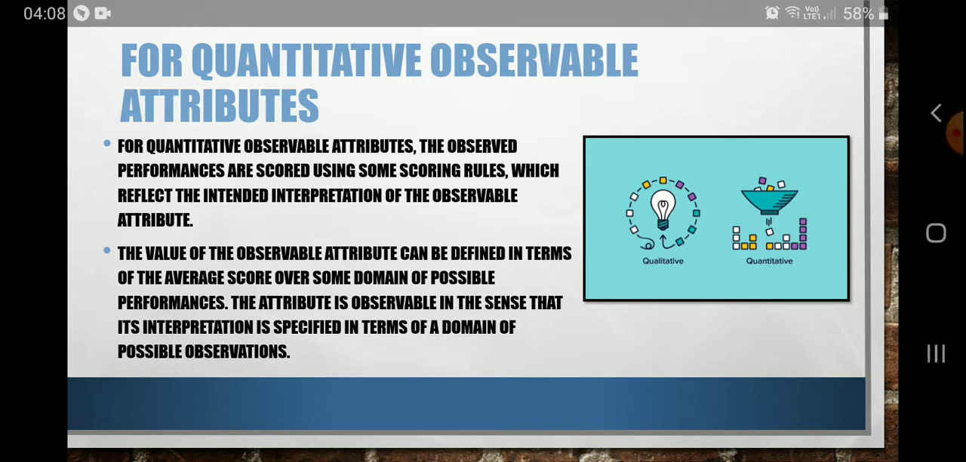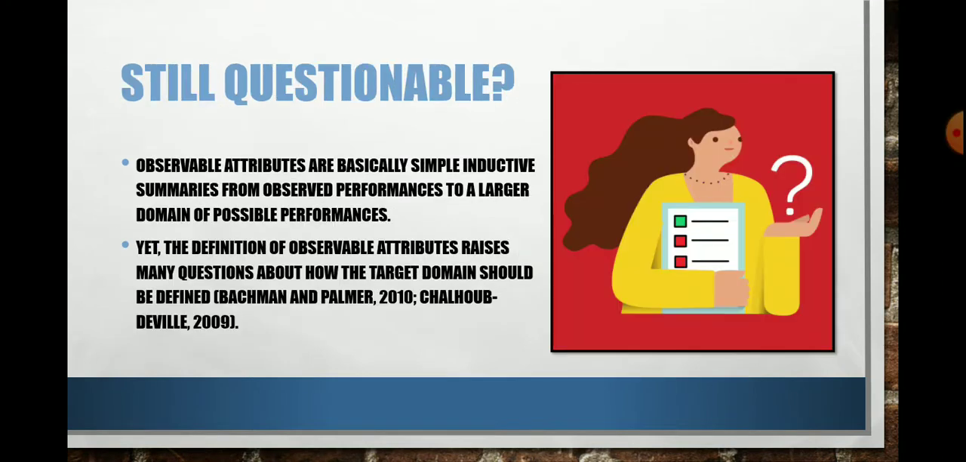Okay, so let's proceed here. Finally, we are in the last paragraph. Let me read it. Observable attributes are basically simple inductive summaries from observed performances to a larger domain of possible performances. Yet, the definition of observable attributes raises many questions about how the target domain should be defined. Thus, according to Bachman and Palmer, 2010, and Chalhoub and DeVille, 2009.